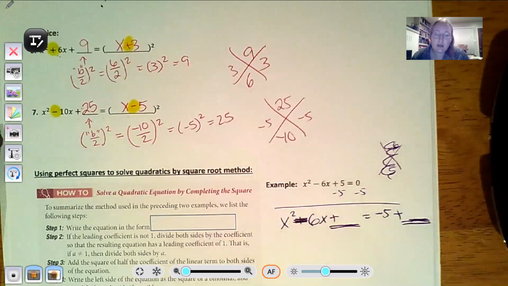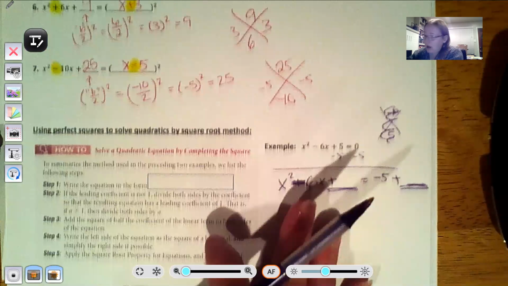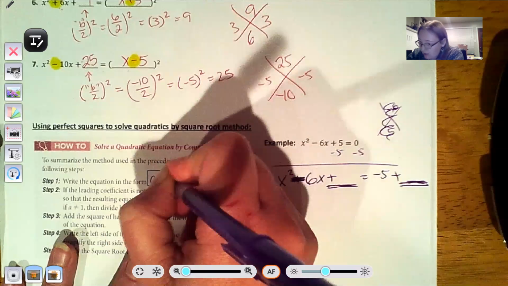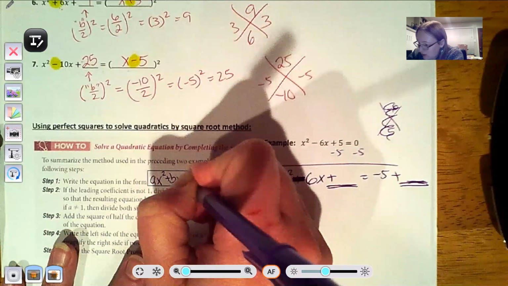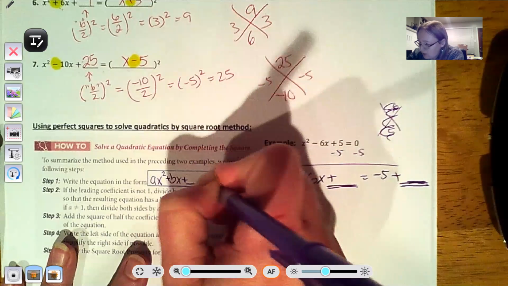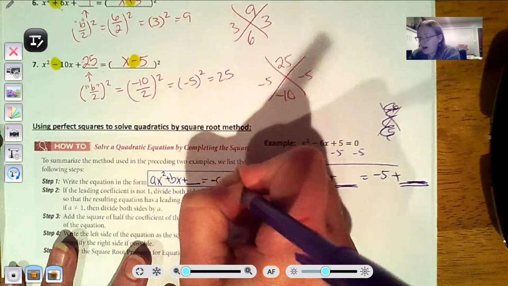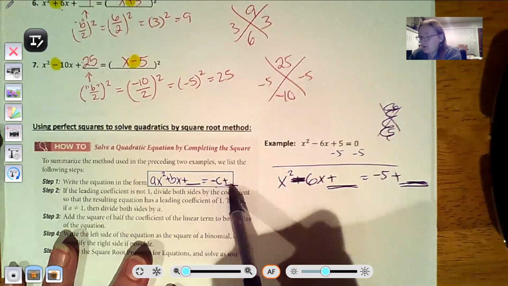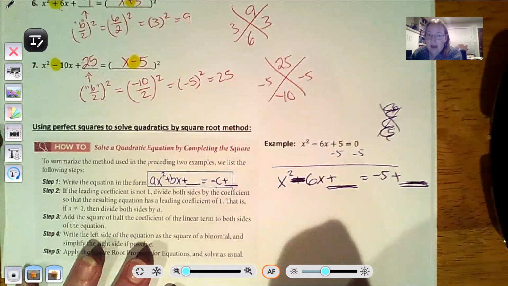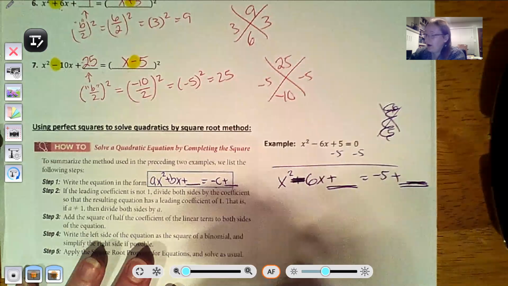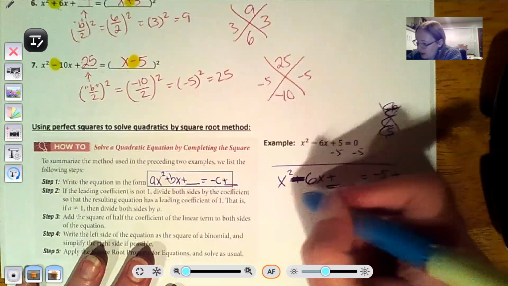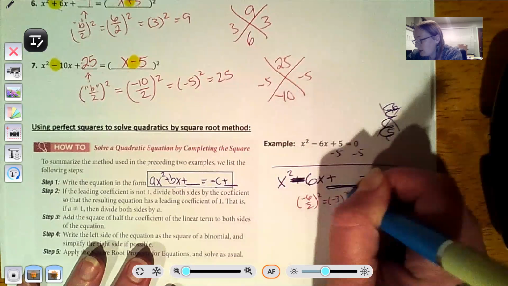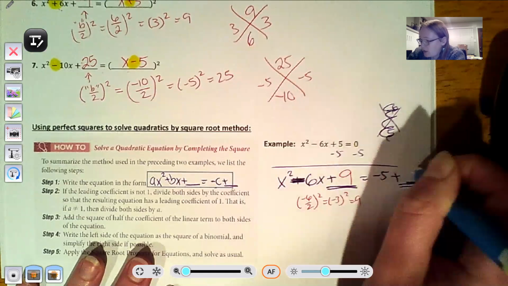The process is in your textbook. I changed step 1 a little bit maybe. It's generic: you just subtract your constant from both sides, and then you fill in the blanks for both. So that's kind of my setup. Now I'm going to do half and square. So I'm going to do negative 6 divided by 2 squared. Negative 3 squared is 9. It goes there. But what I do to one side, I do to the other.